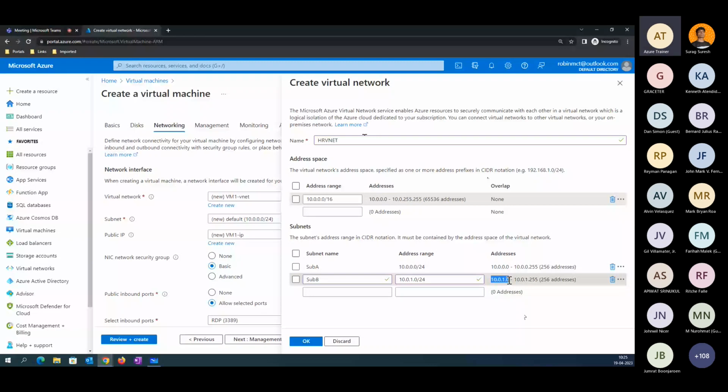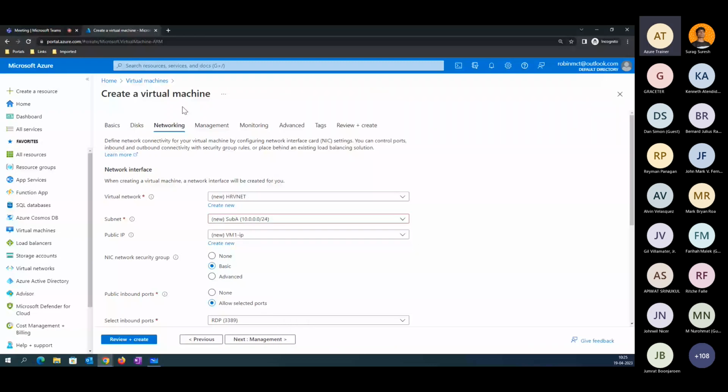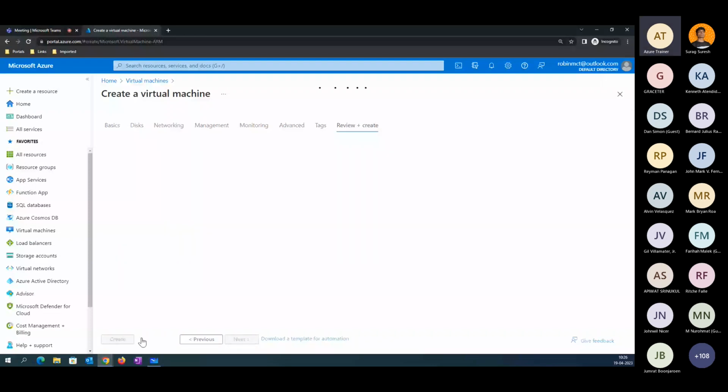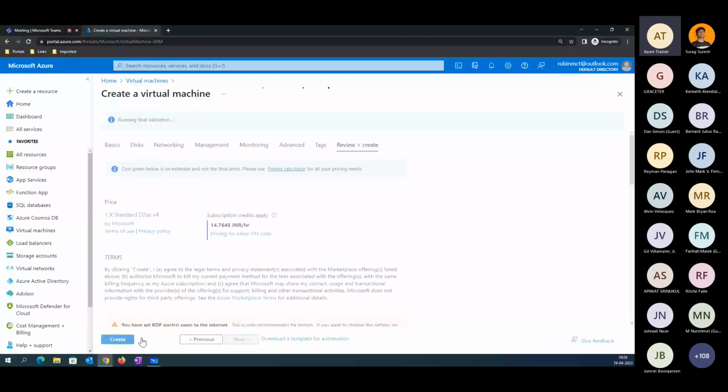Right now I've created a network. Now when I'm creating a virtual machine here, I will tell it that my virtual machine is going to be part of the HR VNet. Inside that, I'll get multiple subnet units. I hope it's clear to you. For example, I'm attaching to subnet A. Let me review and create it here. Let's see what IP address your computer is getting.